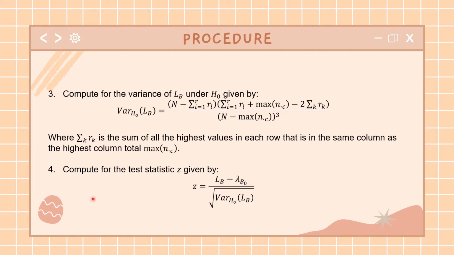Then, we now compute for the test statistic Z given by Ls of B minus the lambda s of B null. Ito yung ina-assume natin na value dun sa problem. Makikita natin mamaya sa example. Over the variance, over the, not the standard deviation pala.